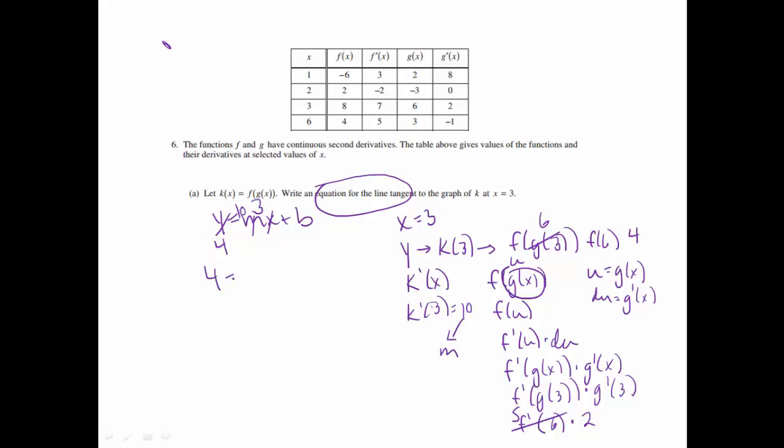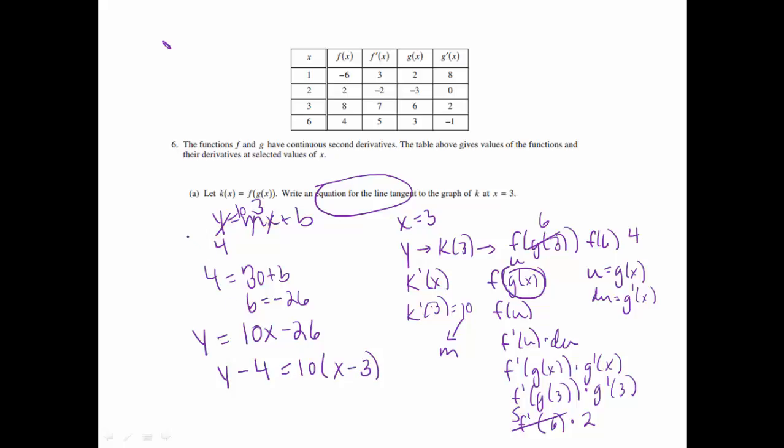So I have 4 equals 30 plus b. That makes b equal negative 26. So the equation of the tangent line was y equals my m, which was 10x minus 26. We could have also written it as y minus our y value, which was 4, equals 10 times x minus our x value. So that would have been okay to do as well.